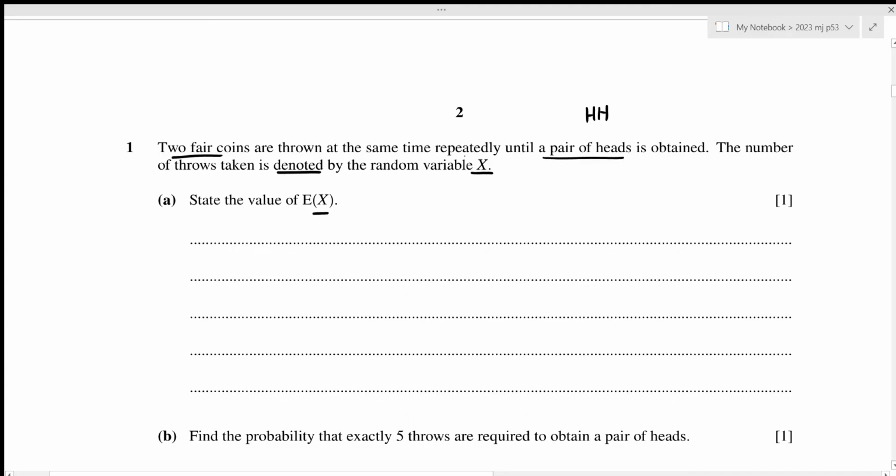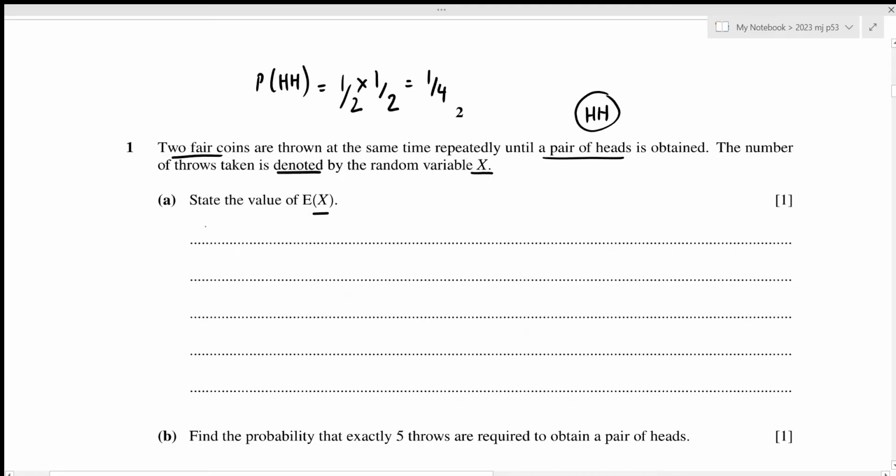So clearly this is a case of geometric distribution because we're doing the same thing repeatedly until the desired outcome is obtained, right? And the desired outcome in this case is a pair of heads. So let's figure out the probability of getting a pair of heads. The probability of getting one head from a fair coin is 1 by 2. And we're considering two heads, so that's multiplied by 1 by 2. This gives the desired probability to be 1 by 4.